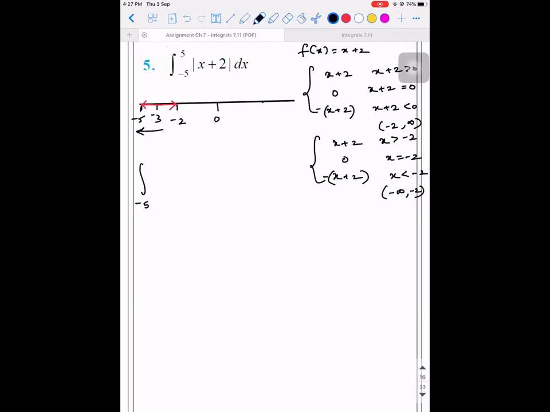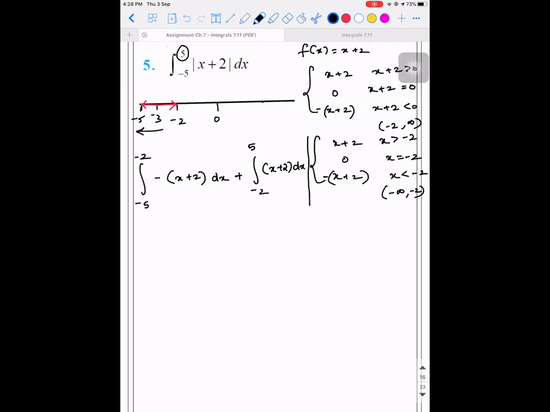So minus 5 to minus 2, what should I write? Minus of x plus 2 dx, plus integral of, I should start at minus 2. Where should I stop? 5. Because there is no other breaking point, no? So minus 2 to 5, what will it be? It will be x plus 2 dx.